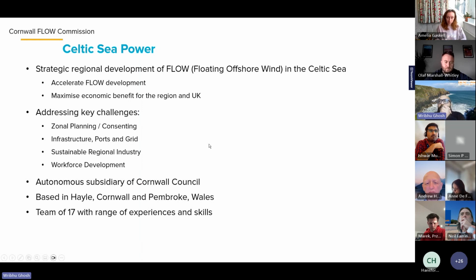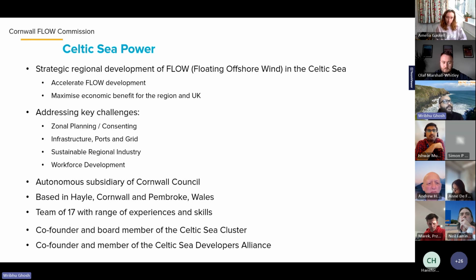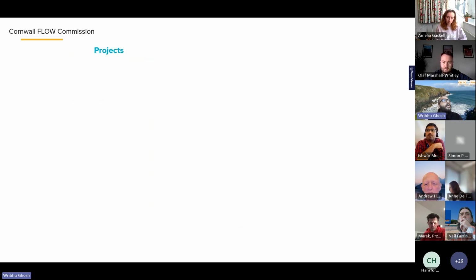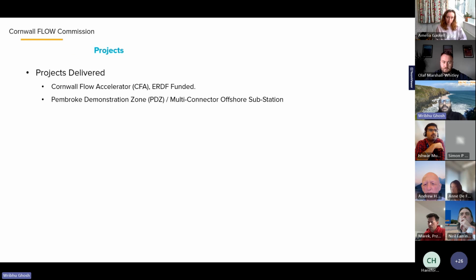We are an autonomous subsidiary of the Cornwall Council. We have 2 offices, one based in Hale and one based in Pembrokeshire, and we have a total team of 17 people. We are the co-founder and board member of the Celtic Sea Cluster, and we are also the co-founder and member of the Celtic Sea Developer Alliance. We just delivered successfully 2 ERDF-funded projects, one being the Cornwall Flow Accelerator, CFA, and the other one was the Pembrokeshire Demonstration Zone, a multi-connector offshore substation design. This presentation is mainly related to the first one, the CFA.